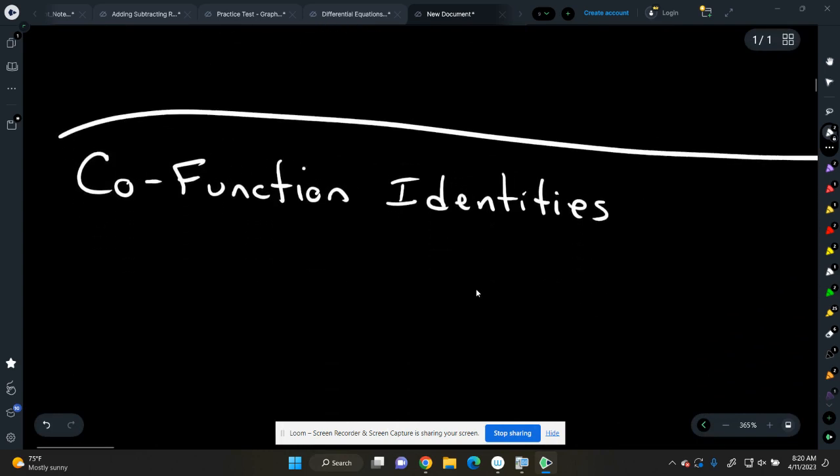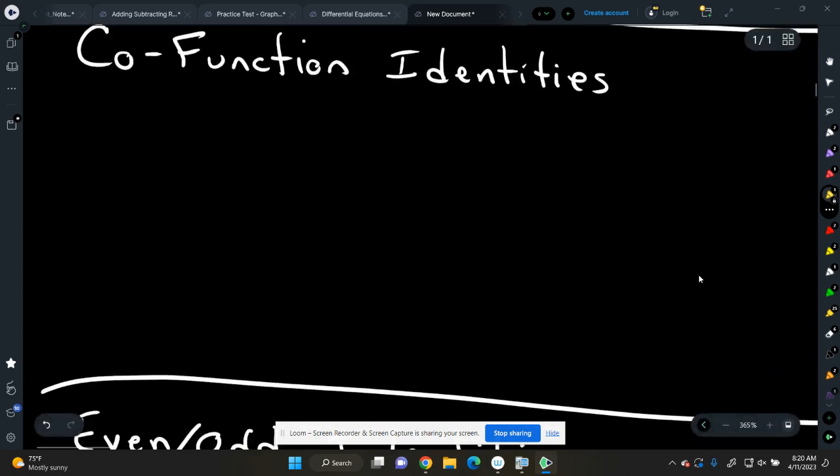Okay, co-function identities. I think we've looked at this. I always forget whether I did it with your class or the 6th period. But the co-function identities, before I actually tell you the identities, let's look at the unit circle again.